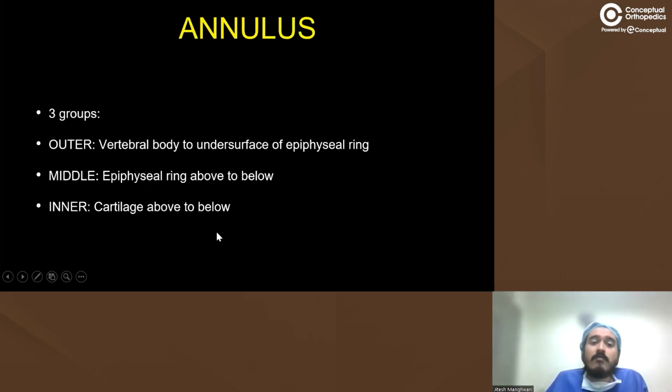Now, when we talk about the annulus, there are three groups of fibers: the outer, the middle, and the inner. The outer fibers connect the vertebral body to the undersurface of the epiphyseal ring. The middle ones connect the epiphyseal ring above and below. And the inner ones connect the cartilage above to below.